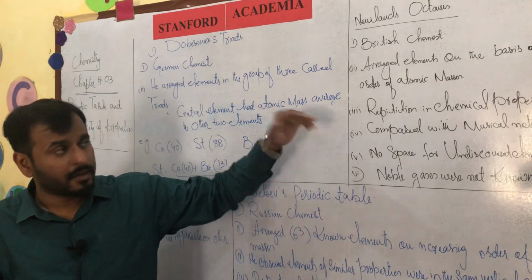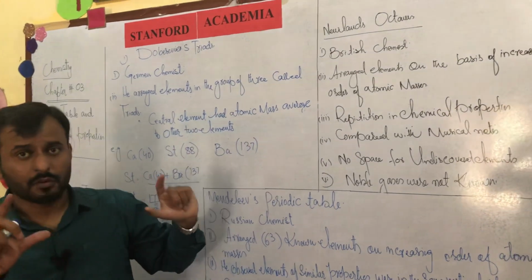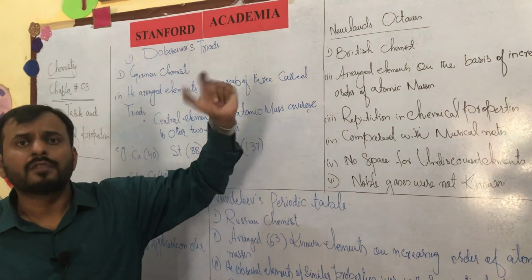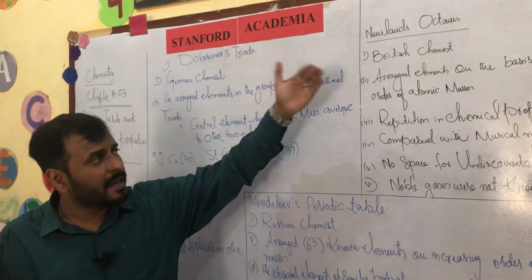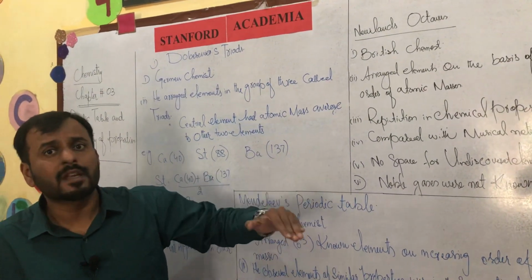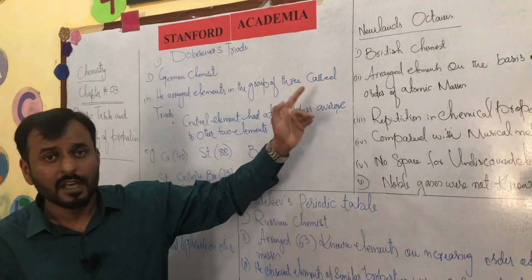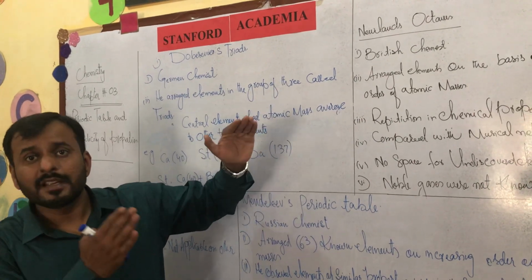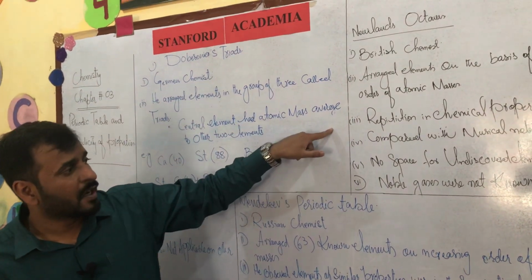When he observed that the first element was hydrogen, the next element also had chemical properties similar to hydrogen. So this was the similar chemical repetition.